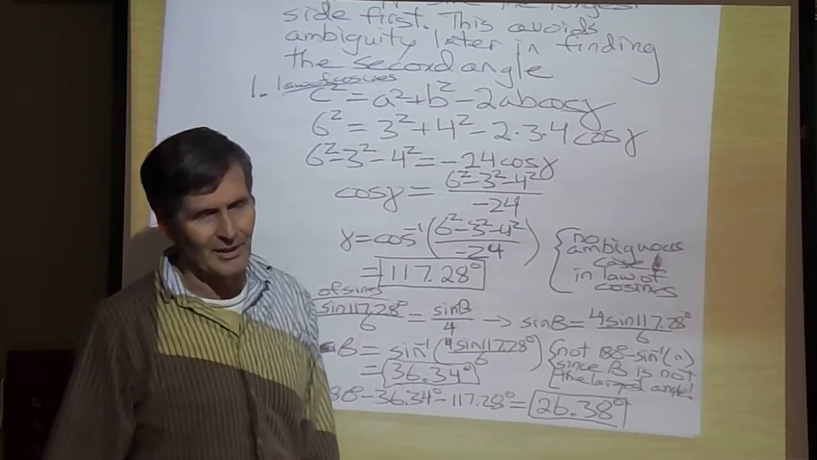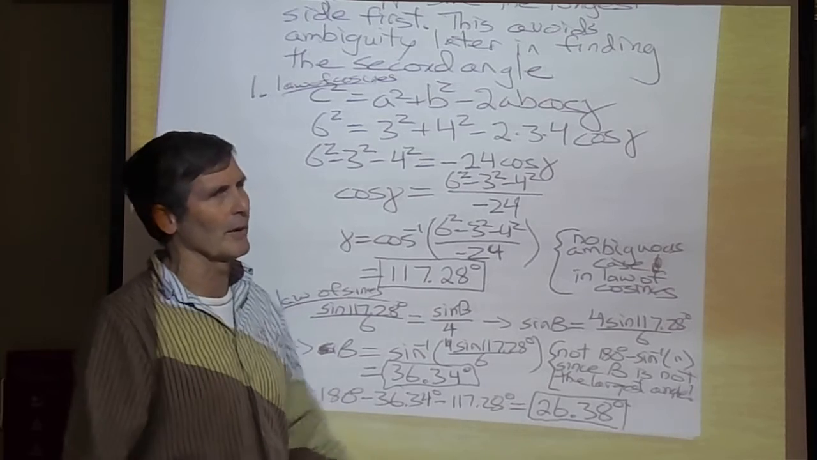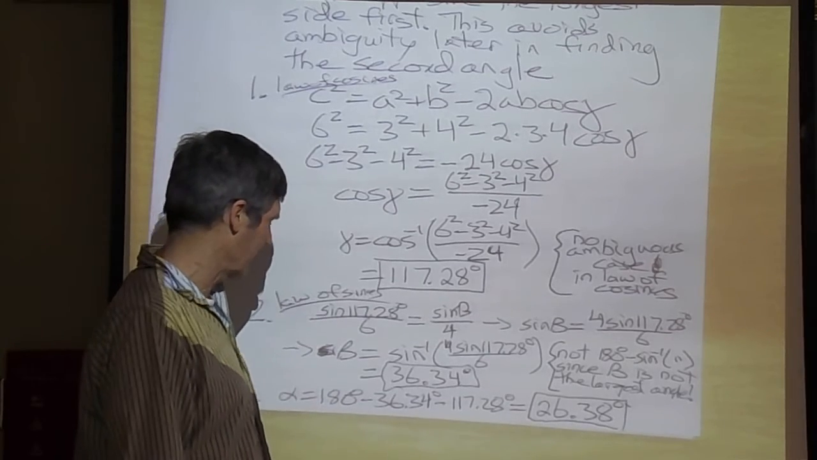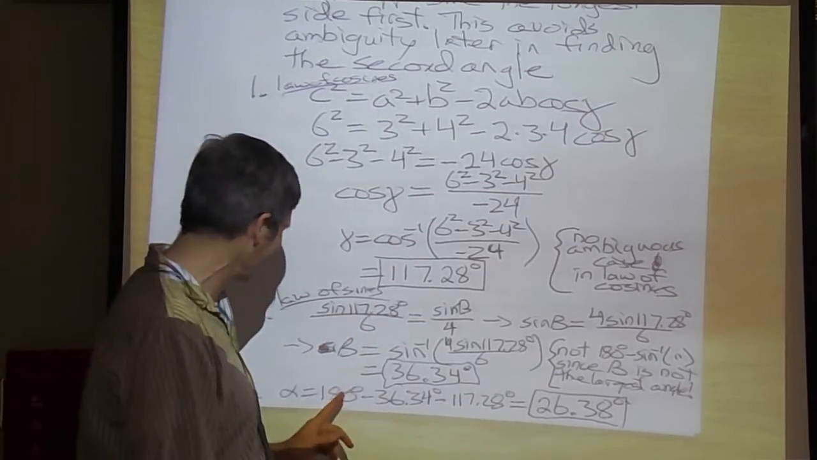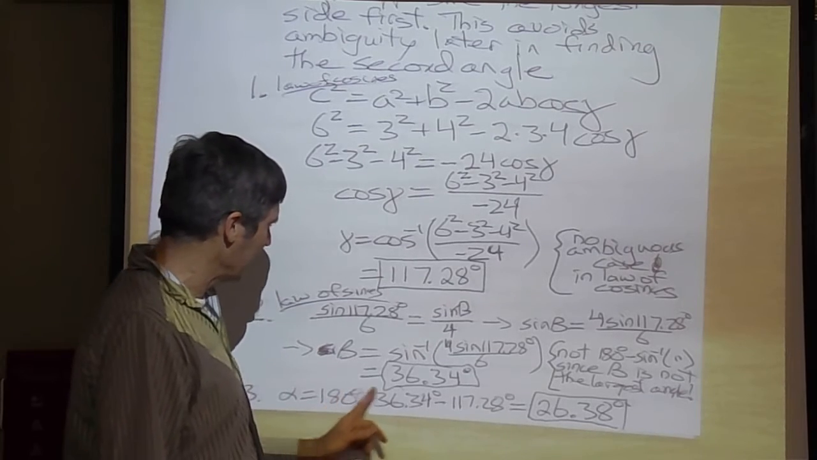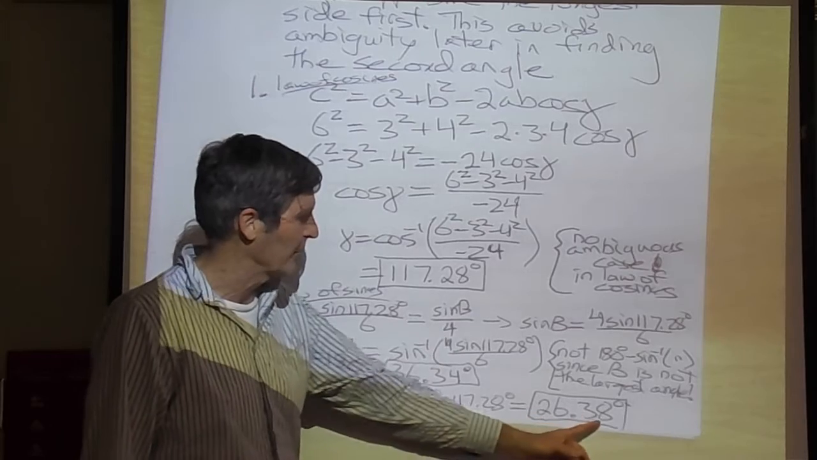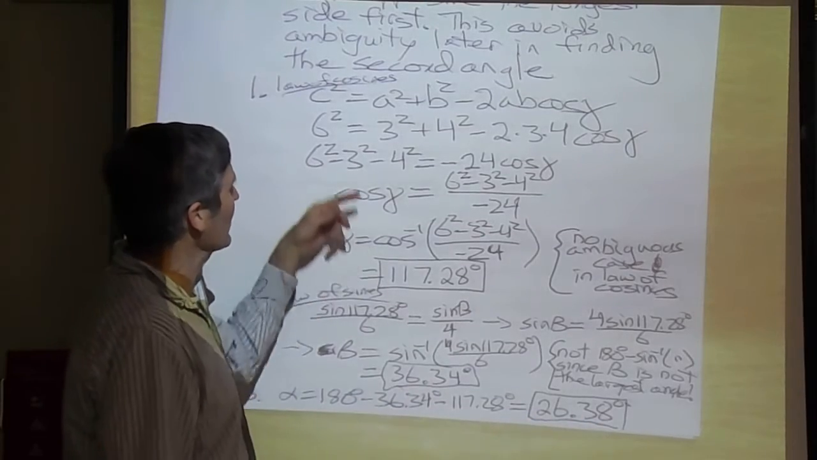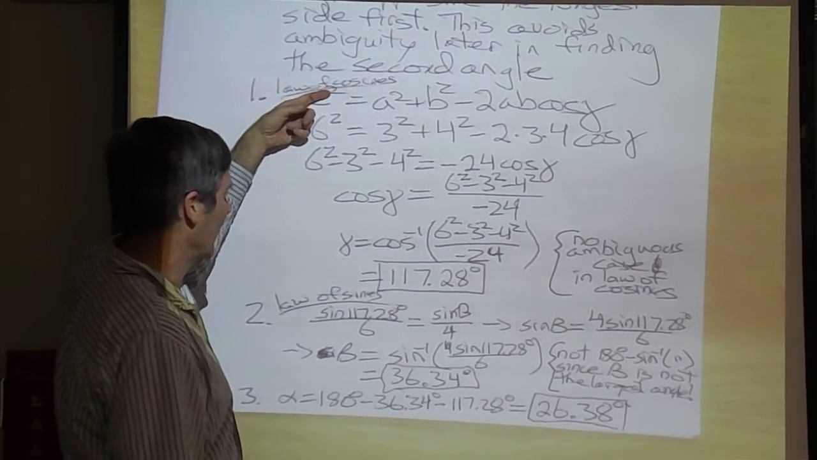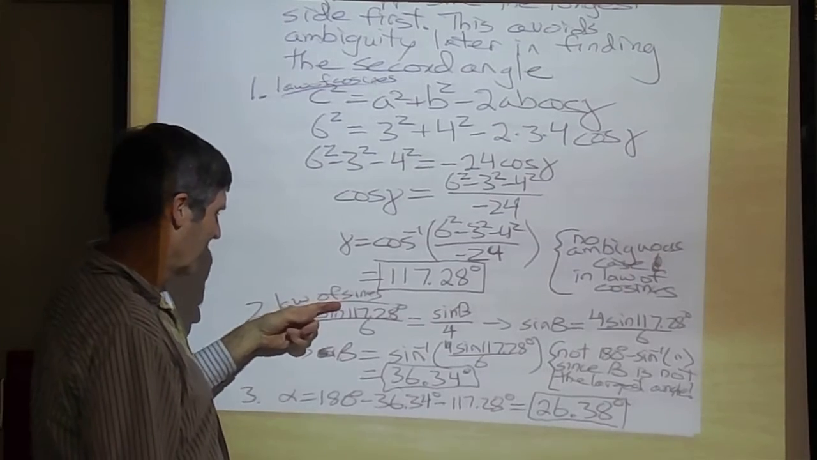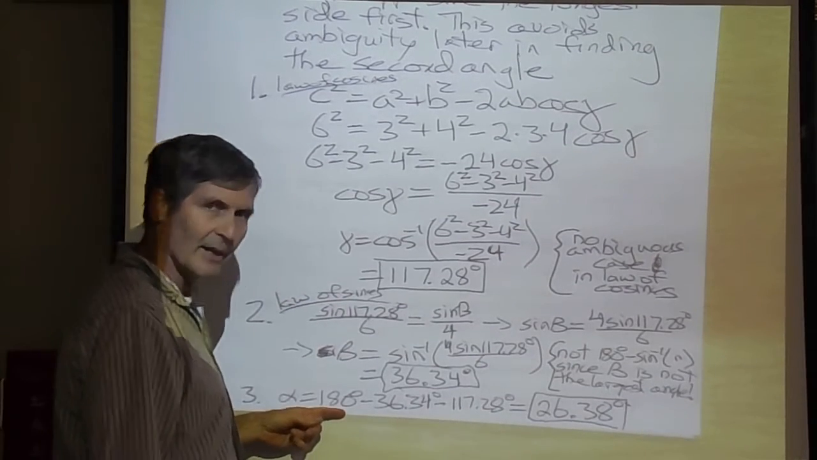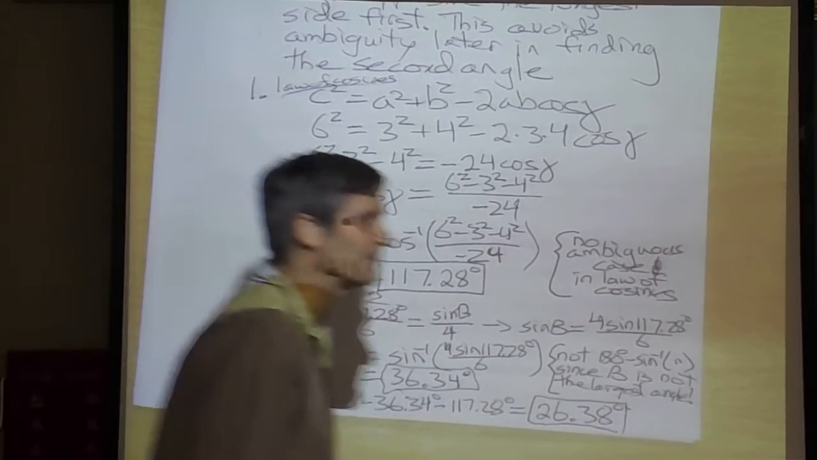Finally, do the easy thing on the last step. Don't do lots of work and maybe make a mistake by doing too many calculations, right? Just take 180 minus the other 2 angles that you found, and you get 26.38 degrees. So on the side, law of cosines, followed by the law of sines, followed by the sum of angles theorem, gets you the answer the fastest.